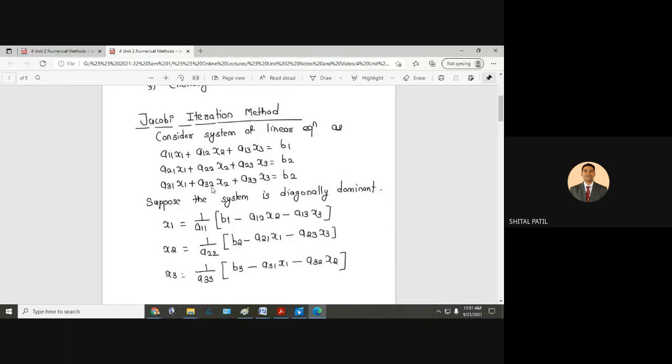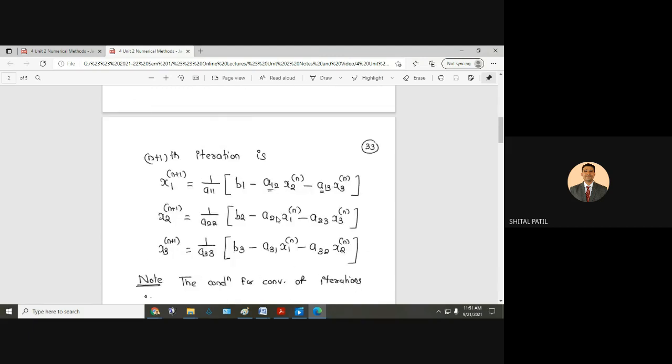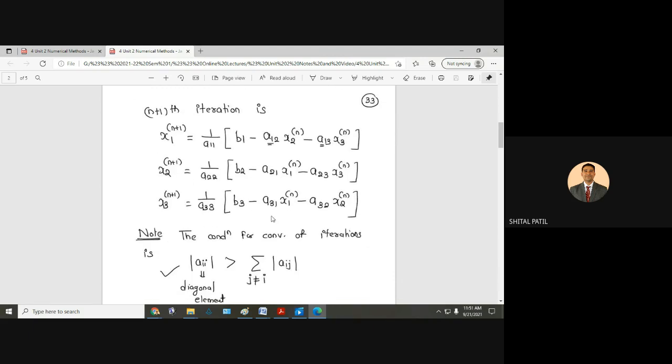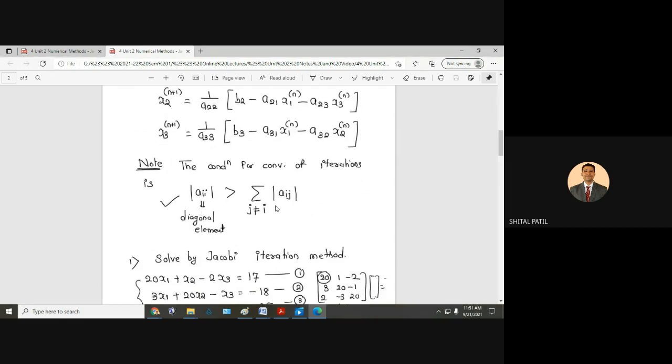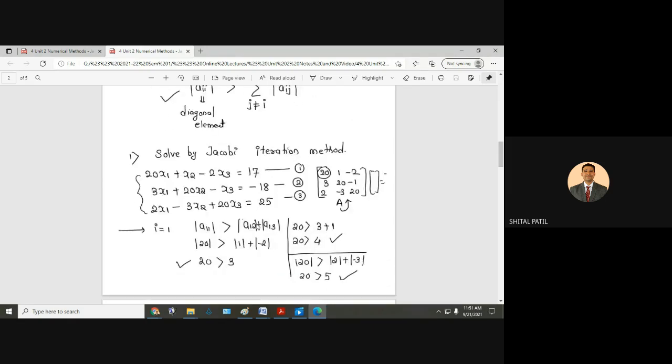And if it is so, then the iterations will converge. This is the condition for convergence of the iteration. Mod of aii, that is the diagonal element, should be greater than the summation of aij. So we have to consider the addition except the diagonal element.